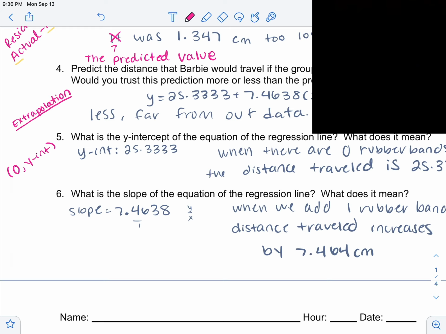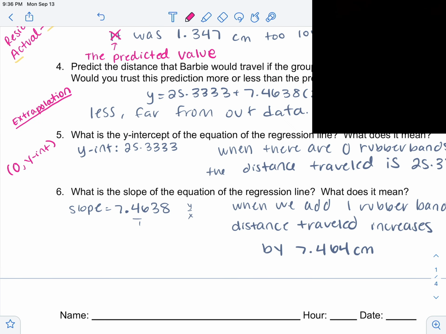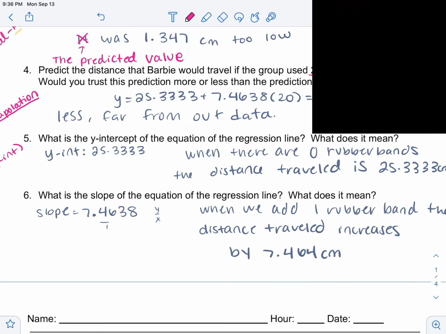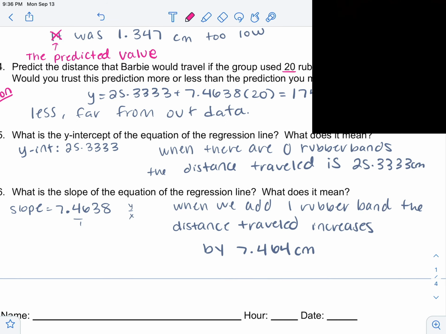And so we found our y-intercept, and now when we interpret it in the context of the problem, remember we're interpreting for when whatever x is, and when we wrote it, we said x is rubber bands. So when x is 0, y, or the distance traveled, is our value. And so here, this is what I wrote. When there are 0 rubber bands, x, the distance traveled is 25.3333 centimeters.